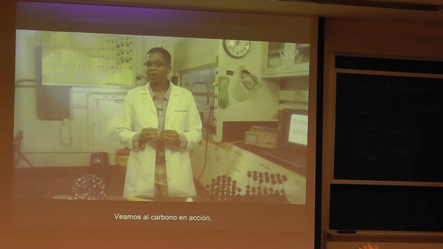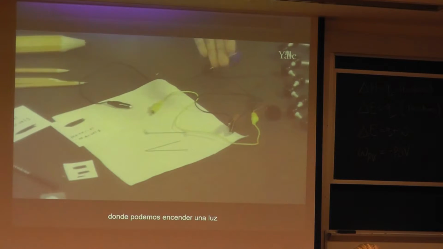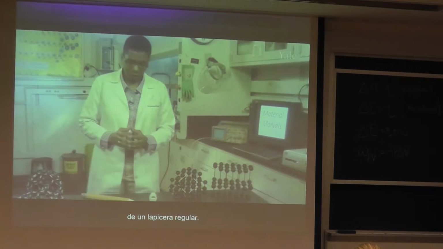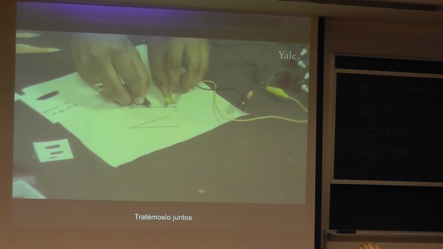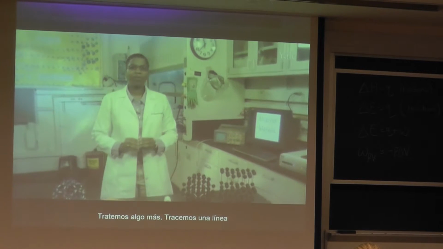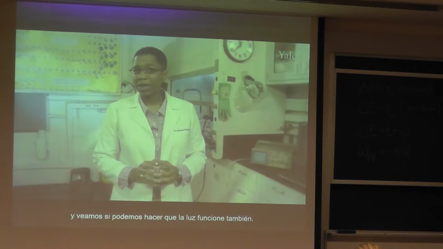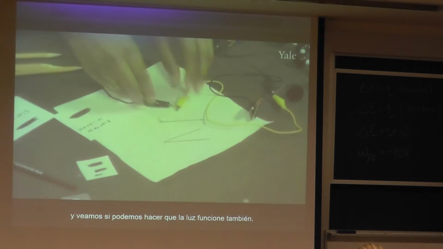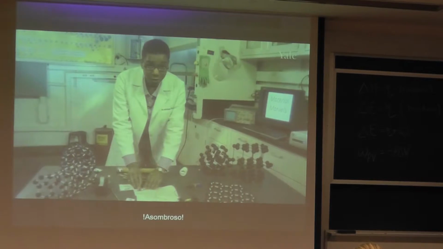Let's look at carbon in action. Here I have a circuit where we're able to light up a light by using graphite, just from a regular mechanical pencil. Let's try this together. Wow, that's pretty neat. Let's try something else. Let's just draw a line with the pencil and see if we can get the light bulb to light too. Let's try it again. That's pretty cool.